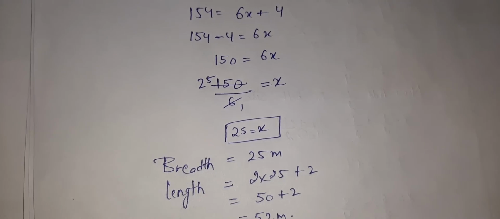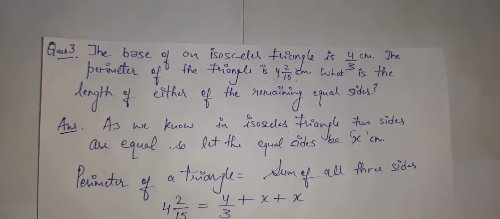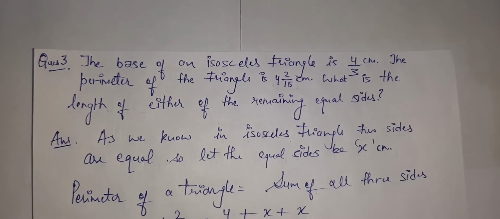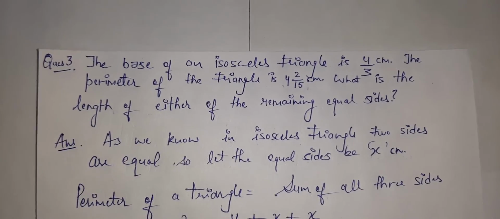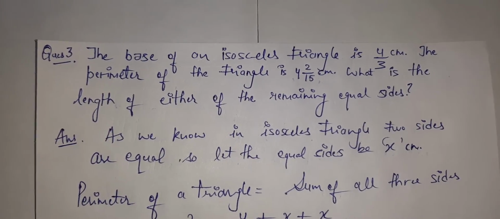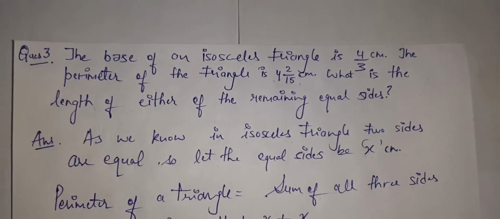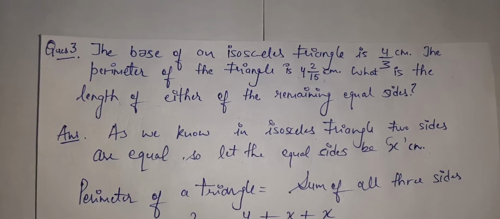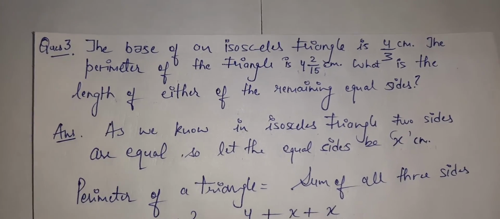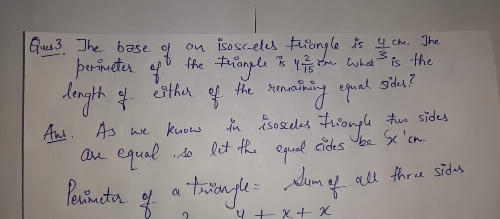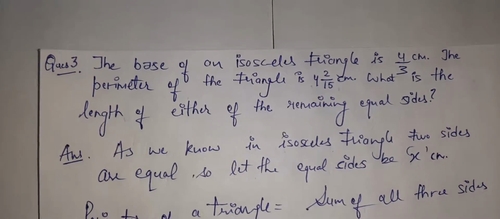Got it, everyone? Now see question number 3. A little bit lengthy question, I find it. The base of an isosceles triangle is 4 by 3. The base is given to us, that is 4 by 3. The perimeter of the triangle is 4 2 by 15, that is, it is a mixed form. What is the length of either of the remaining equal sides?